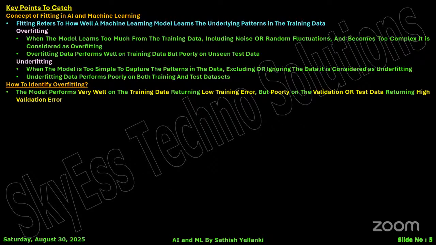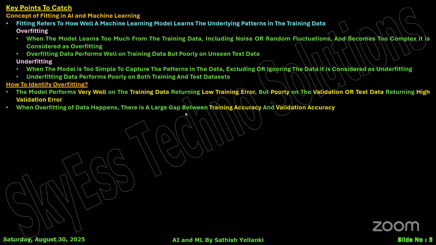When overfitting of data happens, there's a large gap between training accuracy and validation accuracy. Means between training accuracy and test accuracy, a great lot of difference will come. You executed your model in your training environment, your model gave you 75% accuracy. Your client is saying that even 70 to 75% accuracy, we are ready for accepting the project. Now, did you achieve your project to the client's expectation or not?